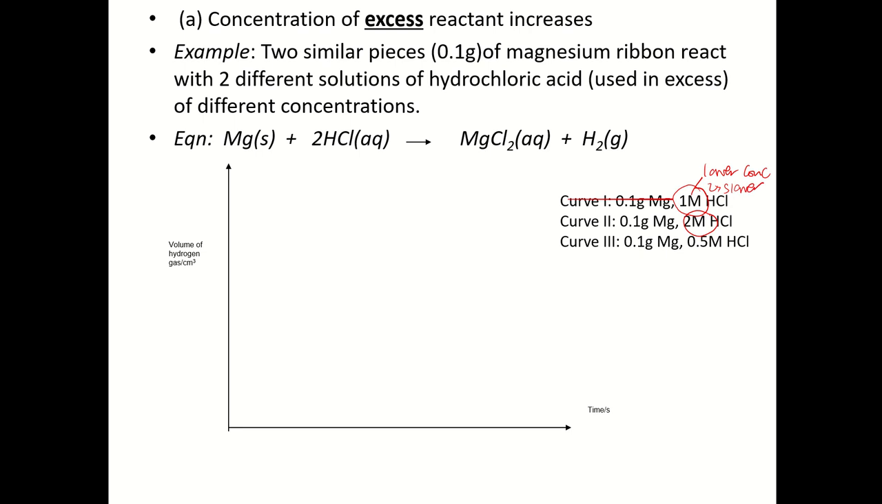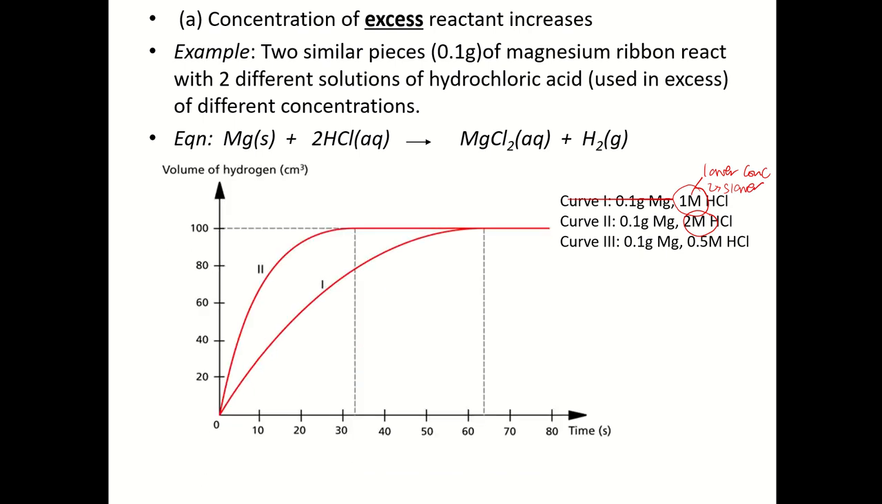So with a slower reaction, you will have a gentler curve. So you can see here curve 1 is gentler. Curve 2, you're using 2 mole per dm cube of hydrochloric acid, which means you have a higher concentration, which means you have a faster speed of reaction. So you should have a steeper gradient, right?